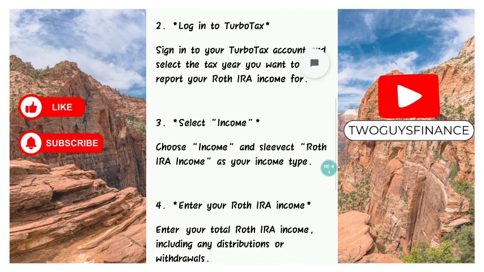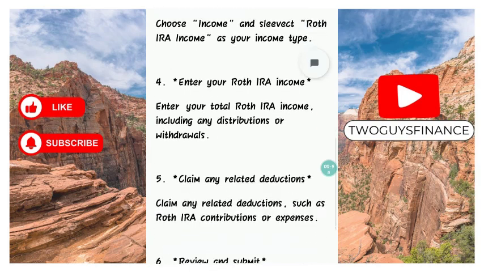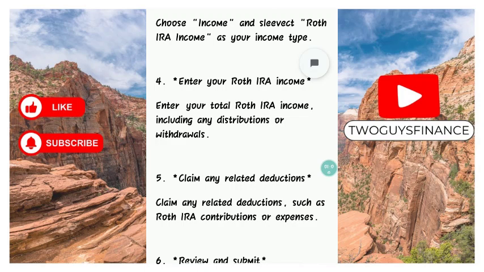Next step, just choose income and then select Roth IRA income as your income type. And once you've selected that, go ahead and enter your total Roth IRA income, including any distributions or withdrawals. And then you're going to be able to claim any related deductions, such as the Roth IRA contributions or expenses.